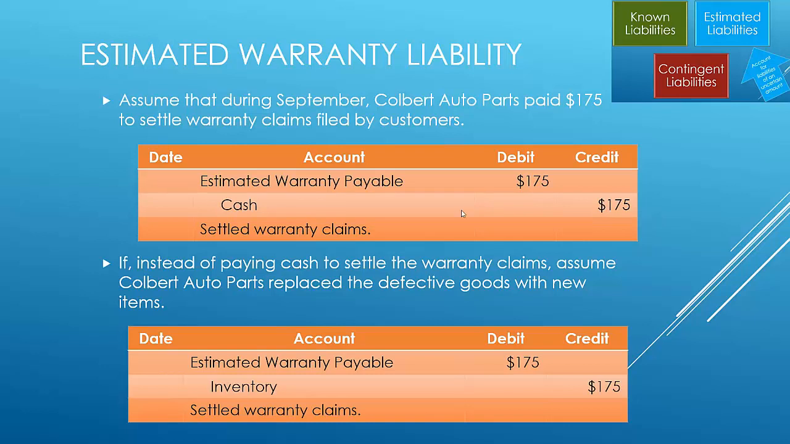Okay, so if the customer comes in and says, you know what, I just want you to fix it, I don't want my money back, then what would happen is I would still make that debit to estimated warranty, but now I'm just going to take a new part out of my inventory. So here I'm going to decrease my inventory and give them a new part. So that's how we true up our estimated warranty liabilities.